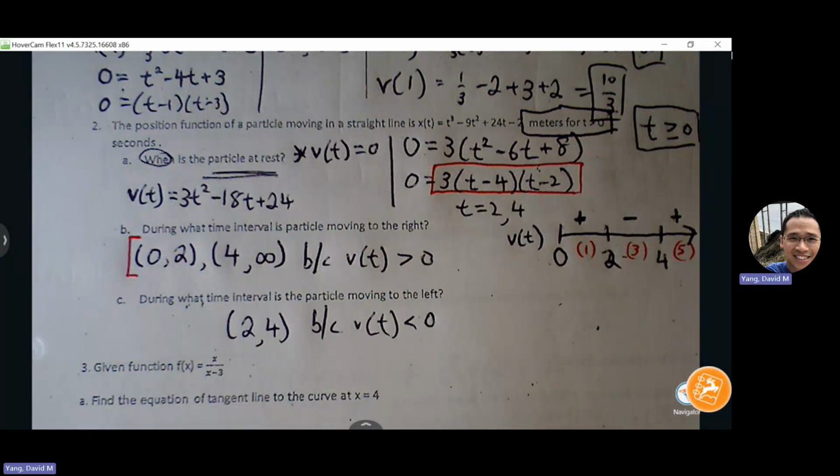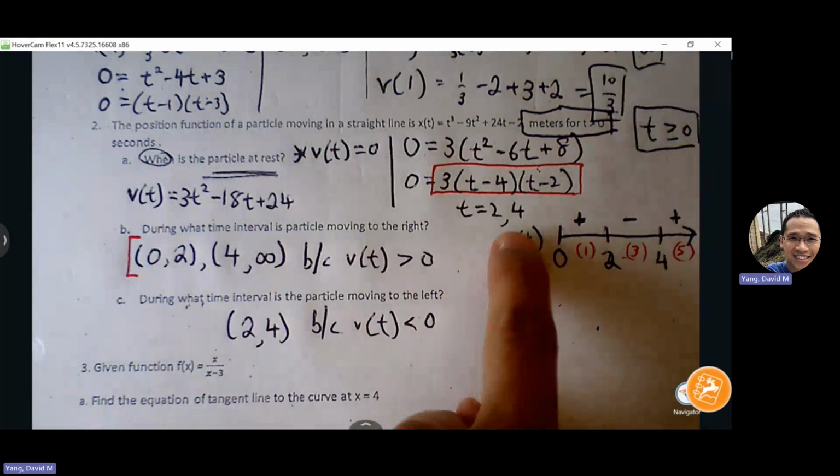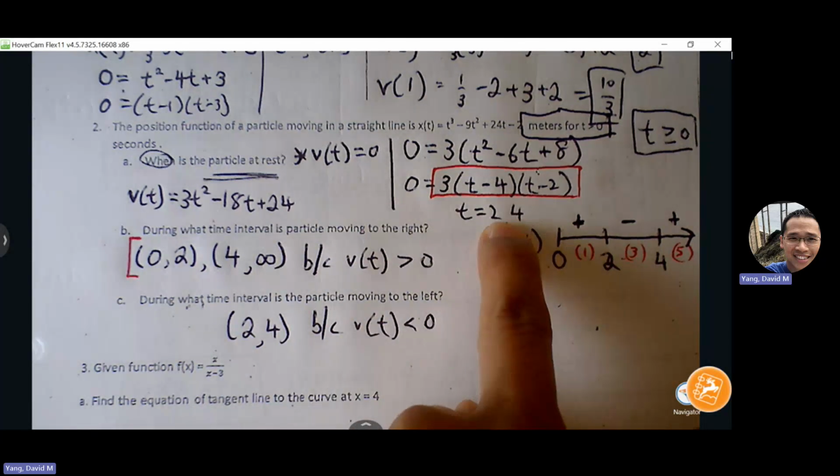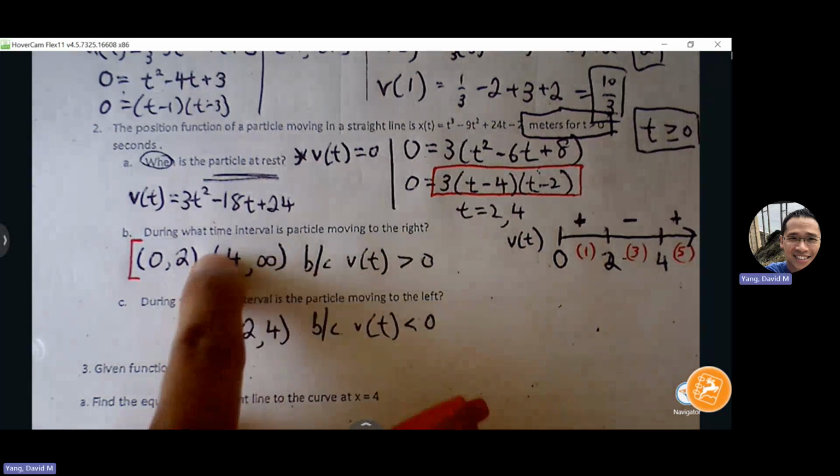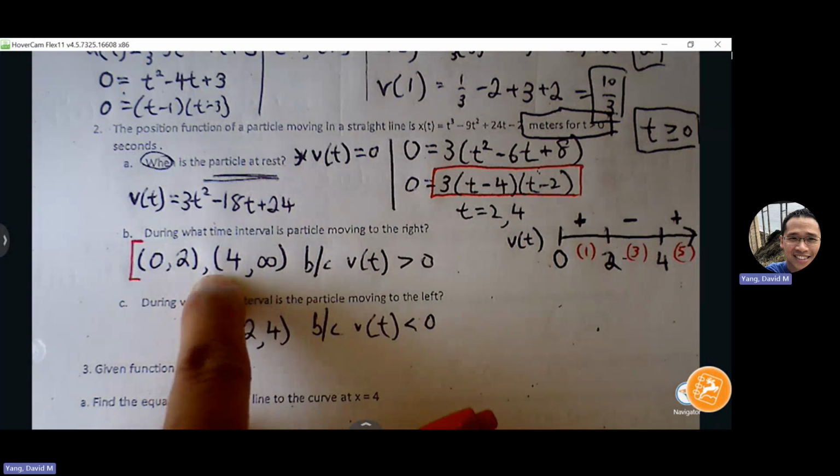So why do you say parentheses go for the 2 and 4? Because at 2 and 4, the particle is at rest. So if it's at rest, it's not moving to the right or the left. So we can't include them when we say left and right. Oh, okay. So what you did in the first problem? Yeah.